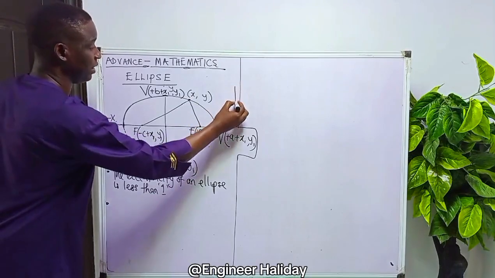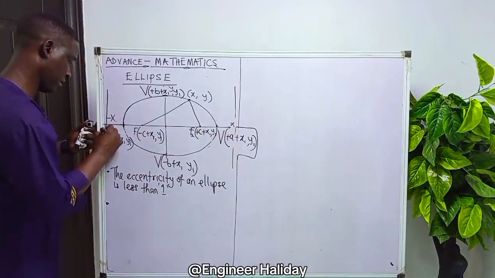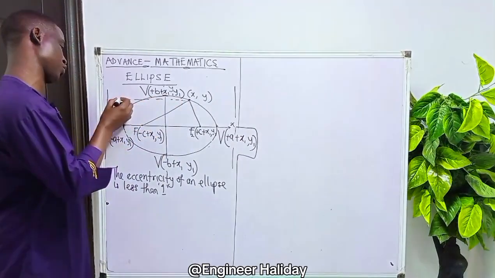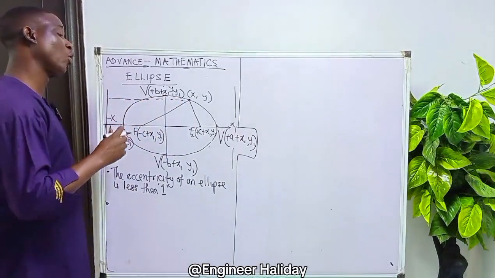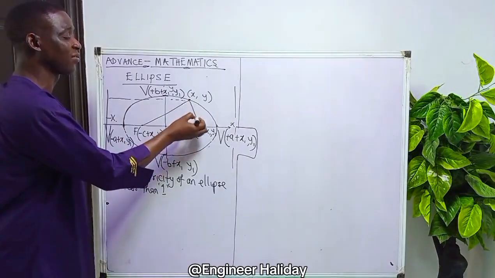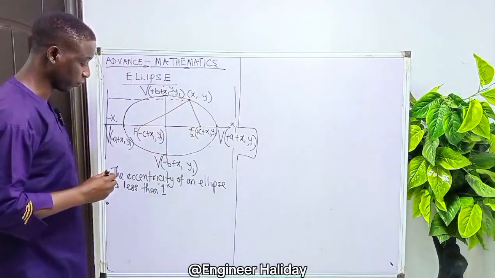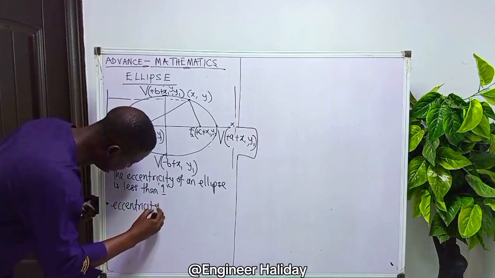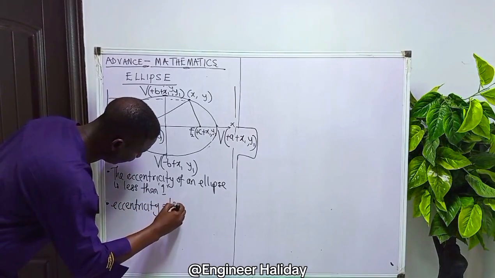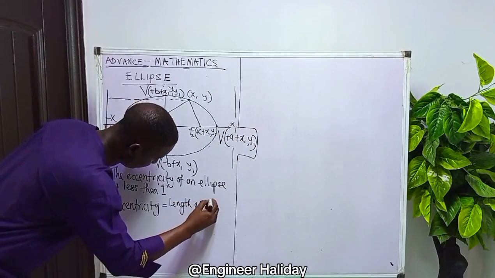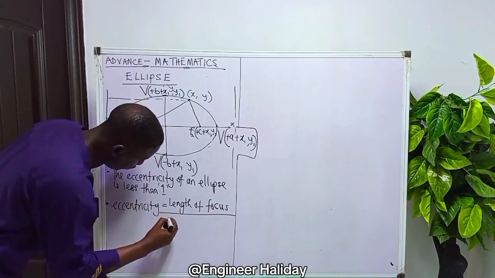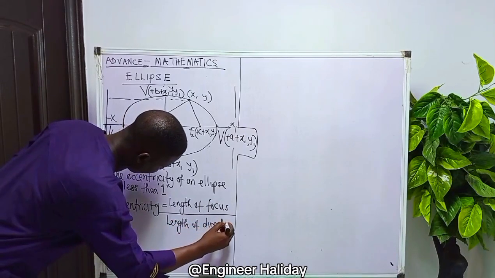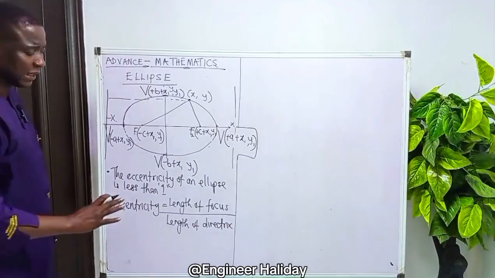Don't forget the directrix will always be here. They have a directrix here. That means the distance from the point to the directrix must be greater than the distance from the point to the focus. That means eccentricity is the ratio of the length of focus over the length of directrix. That is eccentricity. That is the ratio.